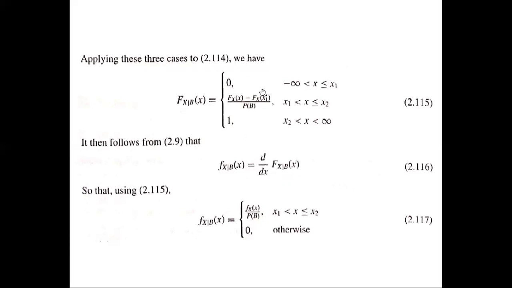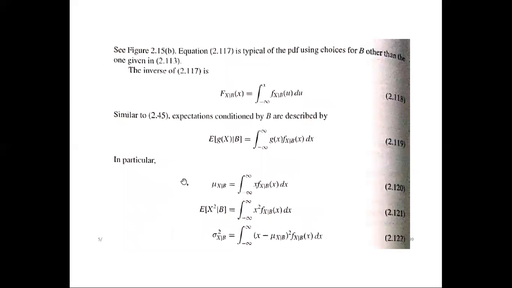This is just a constant, this is also a constant. The differential of a constant will give a value 0 here, and therefore we'll get the differential of this divided by P(B), and the differential of this is nothing but fx, the PDF corresponding to x, divided by P(B) within the range x1 to x2. So if you differentiate the CDF, we will get the PDF.